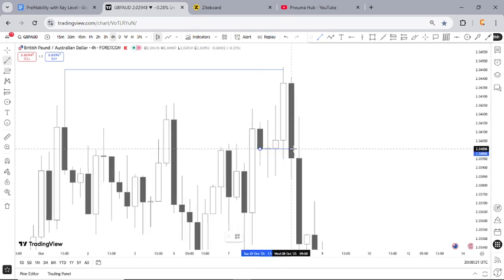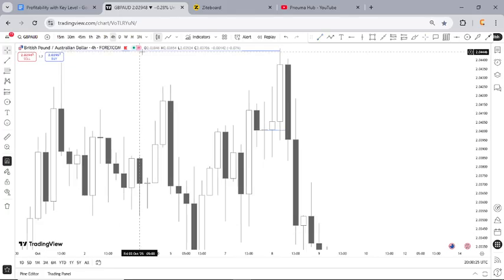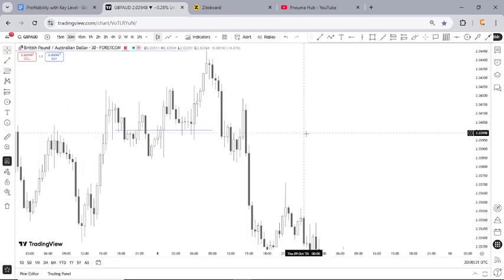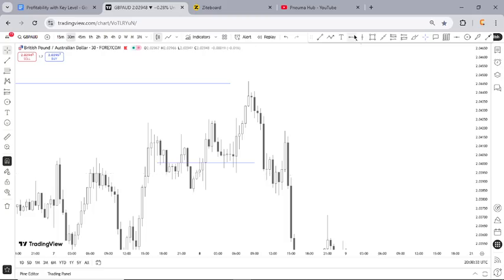Can you see? After the breakout to the downside, after my H4 breakout, most times I just go to 30 minutes to mark out my range. You see, I have a range high here and I have a range low here.